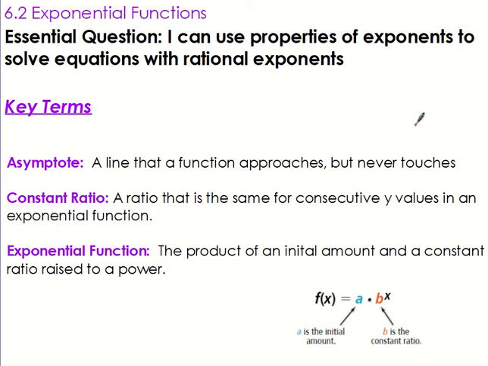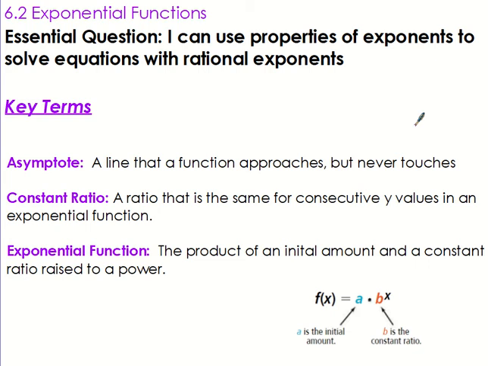I consider it similar to our line of symmetry when we did absolute values, but this will be a line where it never touches it, where with absolute values, it did clearly touch it at the vertex. So it's similar to that. It's like a dotted line that's imaginary.